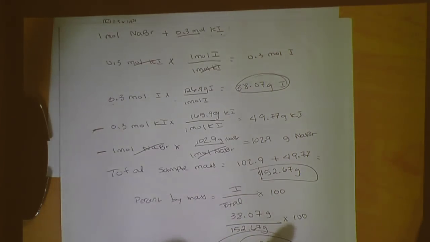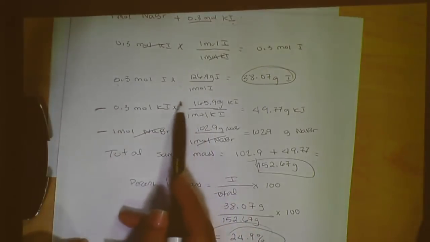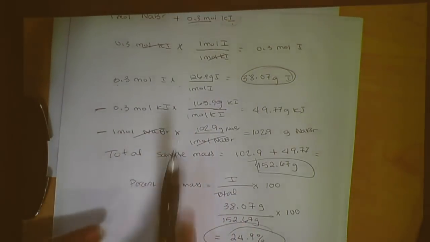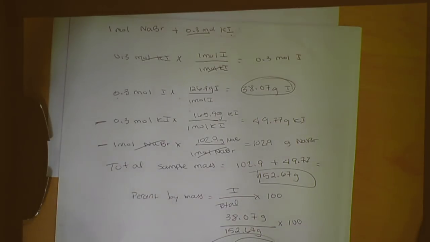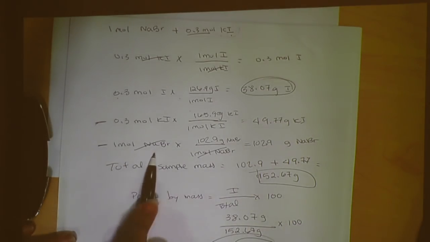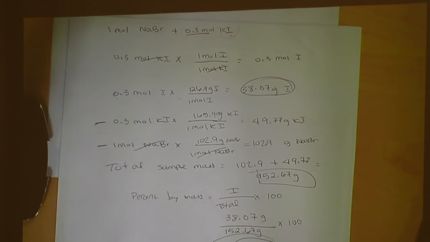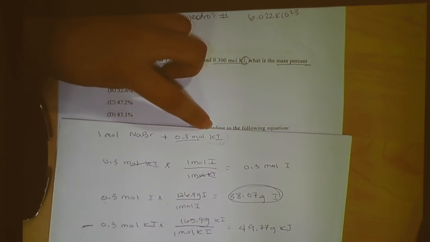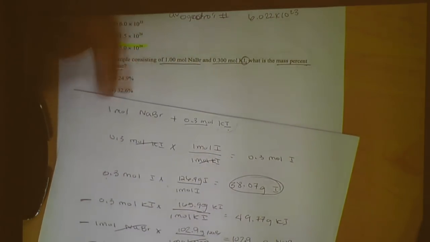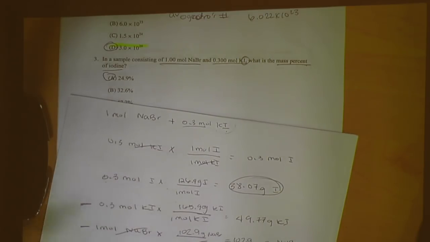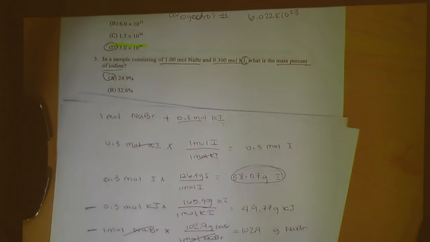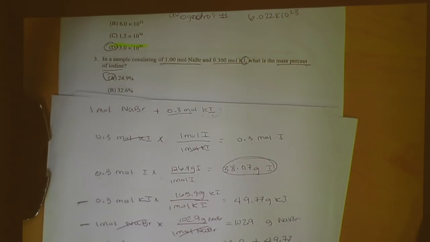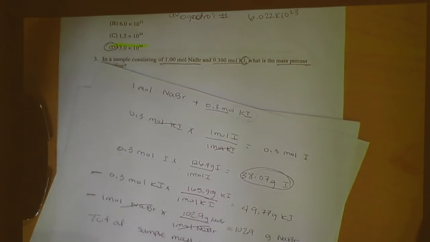Grams of I is included in the total because you used KI. You used the moles of KI, converted them to grams of KI. Used the moles of NaBr, converted them to grams of NaBr to figure out the total mass of the sample that you have. Because it said that the sample had 1 mole NaBr and 0.3 mole KI. So you have to figure out, well, what's the mass of the whole thing? So you convert each of them separately to grams and then add them up together. That's the total. But I is only present in one of them, in the KI. So you want to figure out, well, how much I do I have in grams?